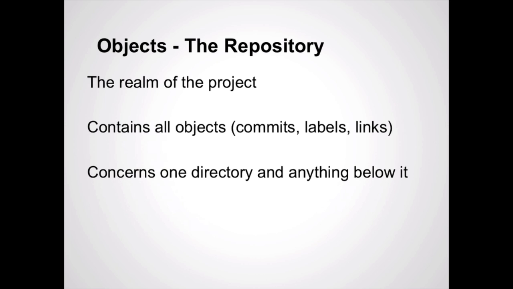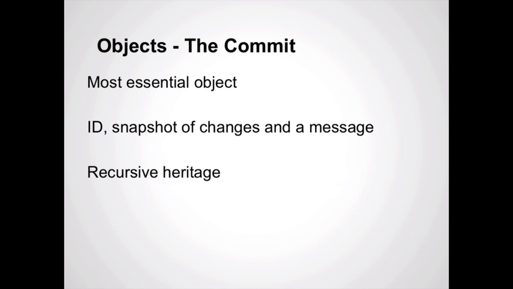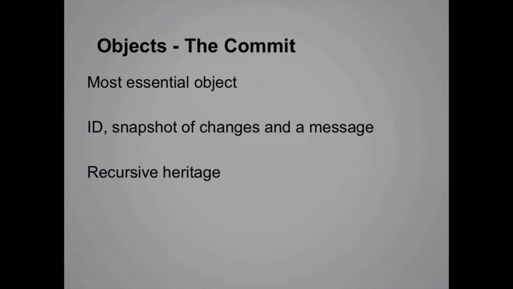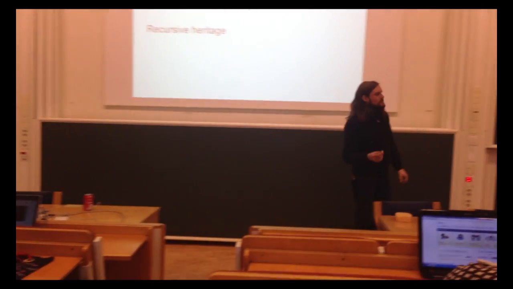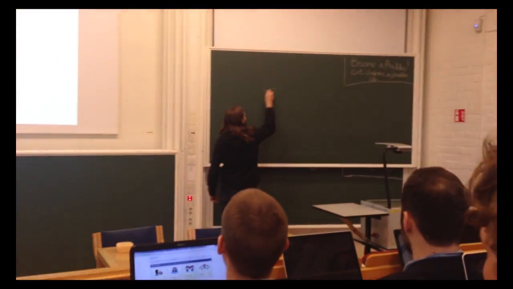Now I'm going to draw a bit. We're going to talk about the commit, which is the most central part of using version control systems. It's the most essential object because in a commit, every change is tracked. We track every change since the last commit, which means they work recursively from the beginning of time and forward. I like to draw commits like circles.